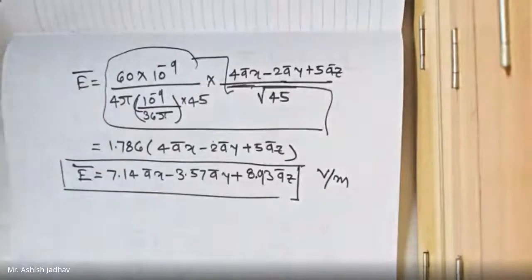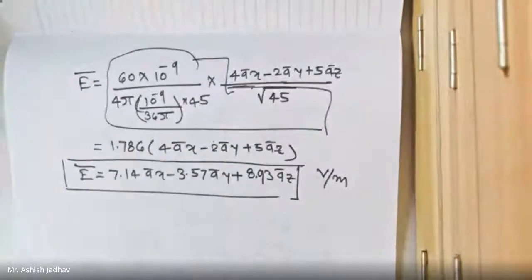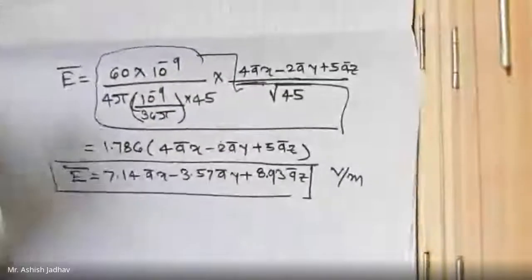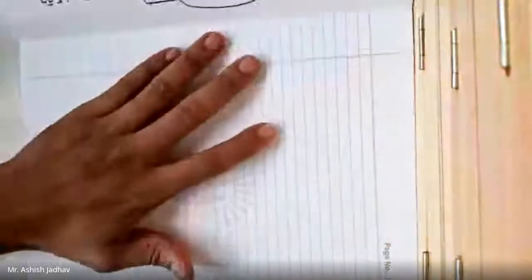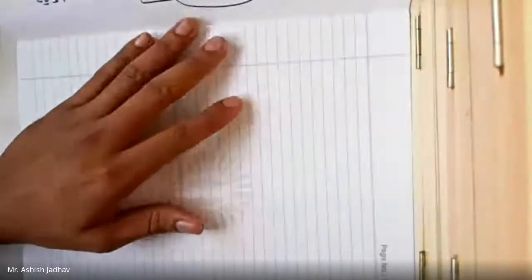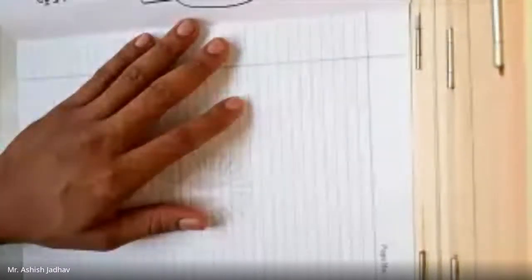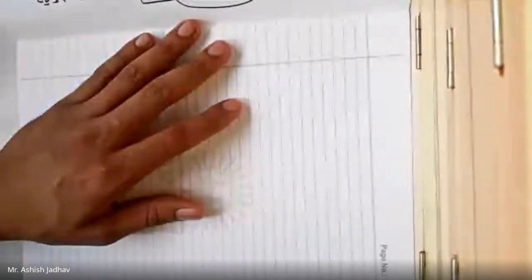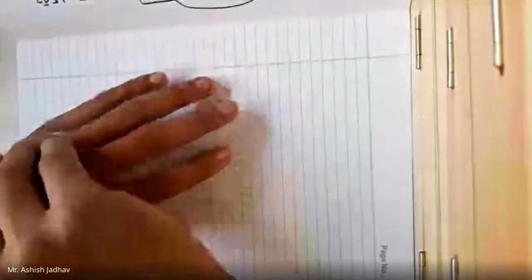Next is an exercise for you. If you solve this example, only then will your attendance be marked. You have to write the answer in the comment box after solving. Write down the example. The example is two point charges. Two point charges are given.